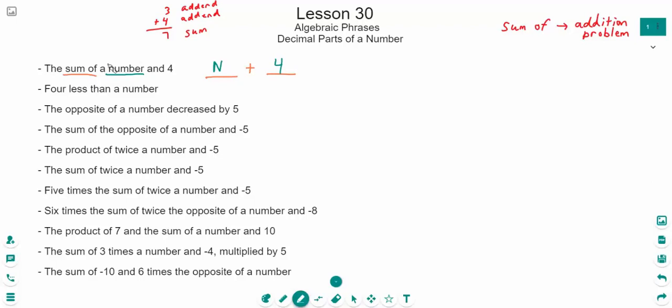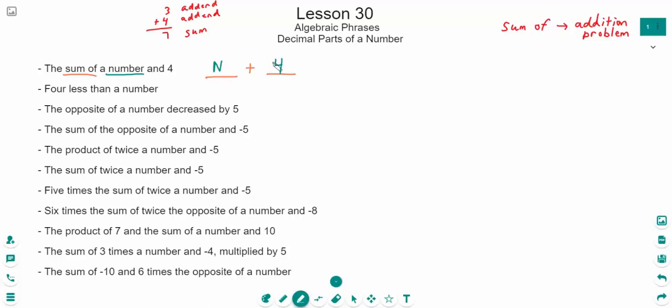We're translating this English phrase into this algebra phrase. We have the sum of a number and 4. That's exactly what this is saying. n plus 4. That is the sum of a number and 4. Do you see how we translated that into an algebraic expression?